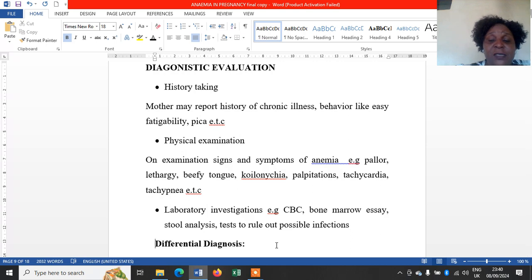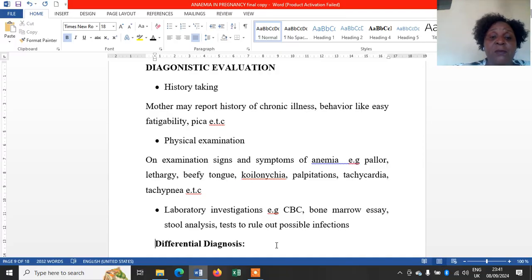After understanding how anemia can be classified or graded, now let us look at the diagnostic evaluation. What may be the steps we may need to diagnose anemia, especially in pregnancy? One, we need both the subjective data and then the objective data. And for the subjective data, we take history.